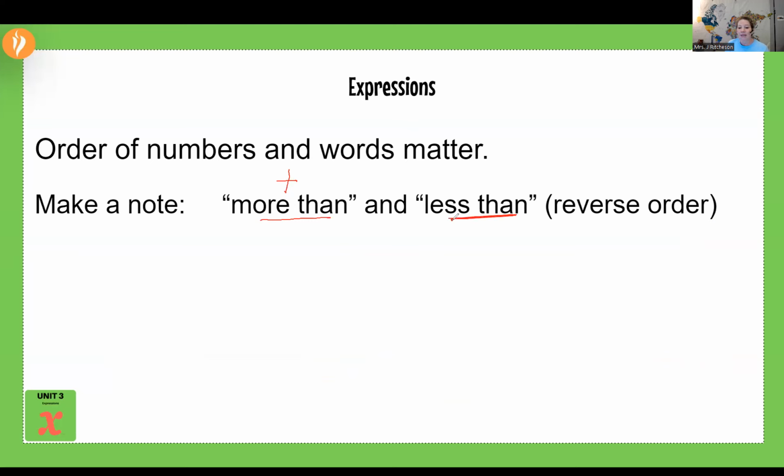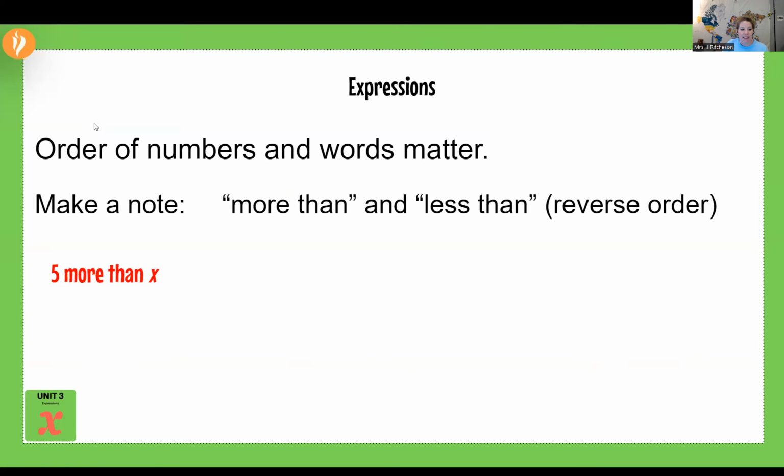However, less than, if you write an expression incorrectly where they use less than, where you're supposed to show a subtraction problem and you get the order wrong, then you literally have missed that question, because if you turn subtraction problems around, you're going to get different answers. All right, so let's look at a couple of these.